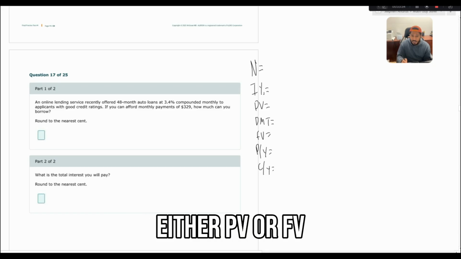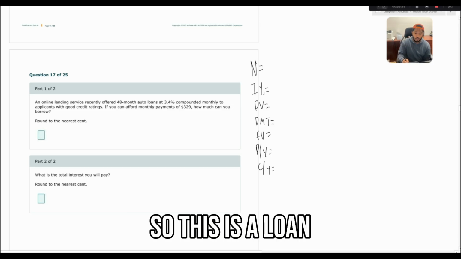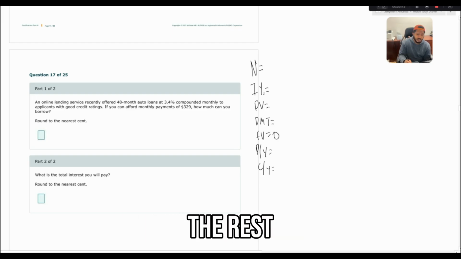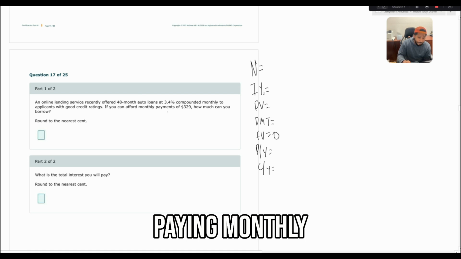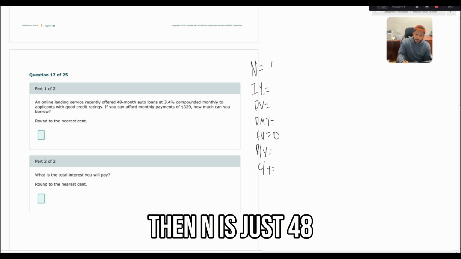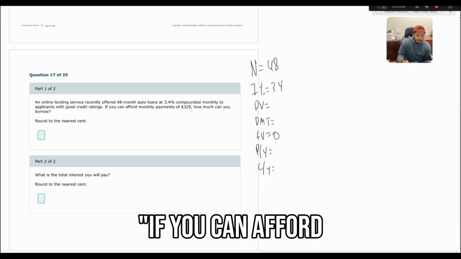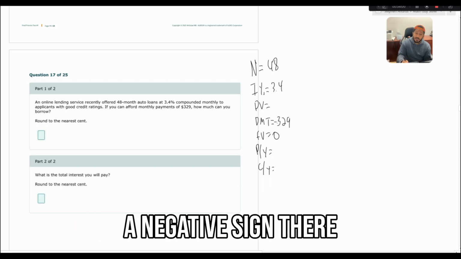Now again, either PV or FV is 0 depending on if it's a loan or a savings account. So this is a loan, we know the FV is 0, meaning we want to owe nothing by the end of the loan. So let's fill in the rest. It says you're offered 48-month auto loans, meaning if we're paying monthly, then N is just 48. I% would be 3.4%. We know we're paying monthly. It says if you can afford monthly payments of $329. So that's the PMT. Again, make sure we put a negative sign there.